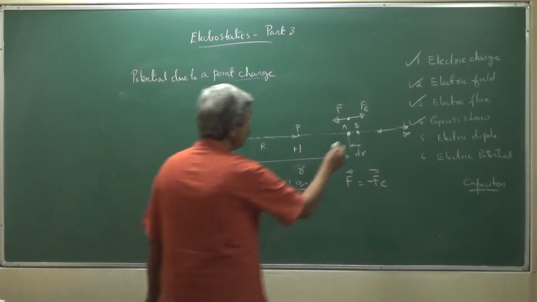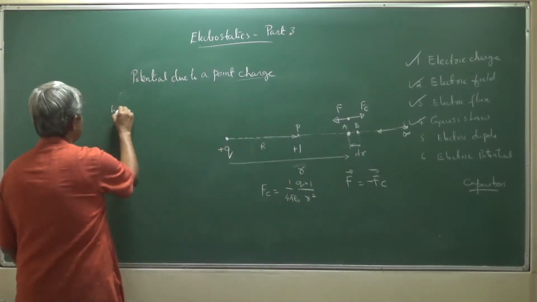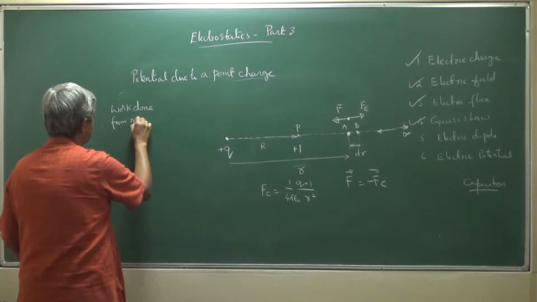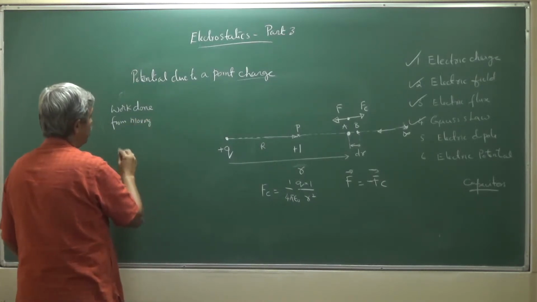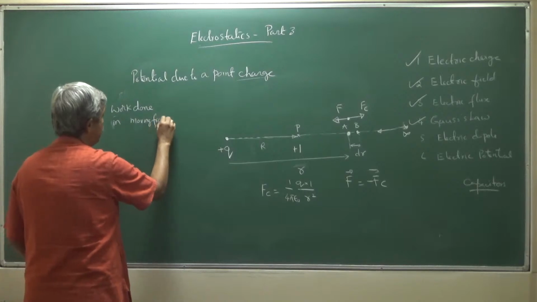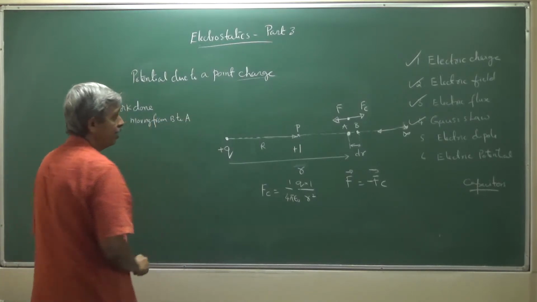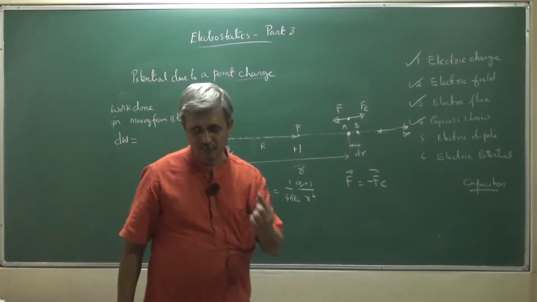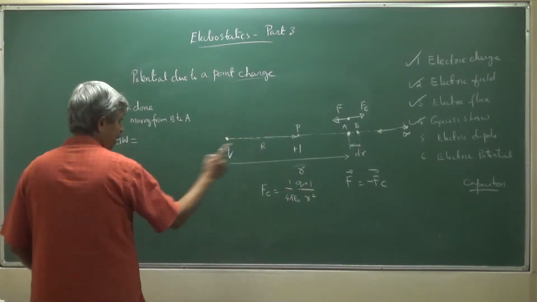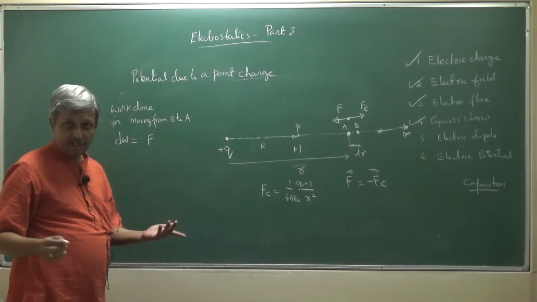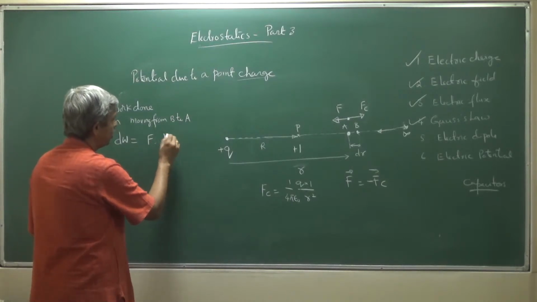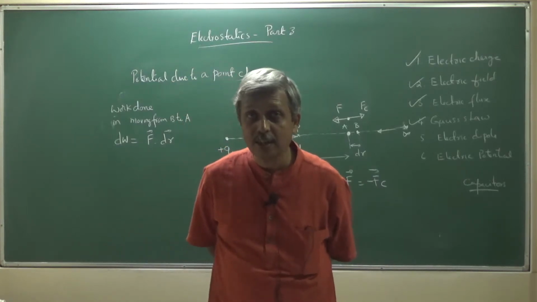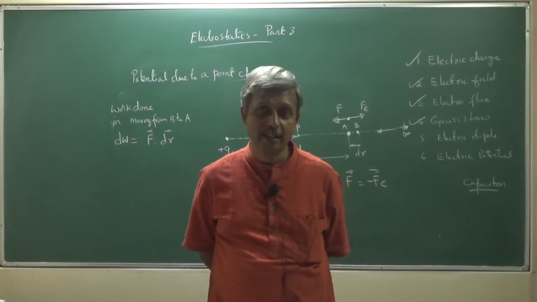So the work done from here to here, the effort put in moving from B to A, I will call it dW, that is a small amount of work. It is given by F, which is a function of R, dot dr. The definition of work, remember from last year, is force dot distance, F dot dr.